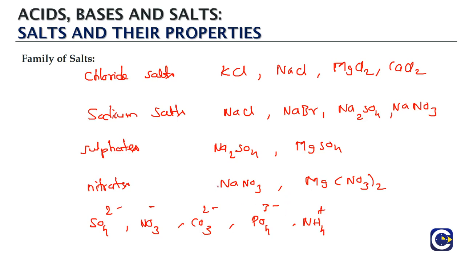So this is how we can classify the salts into respective families. So family is basically a particular type of ion. If it is common, whether it is the cation part or the anion part, we will put them under that particular family. So this is how we generally classify the salts.